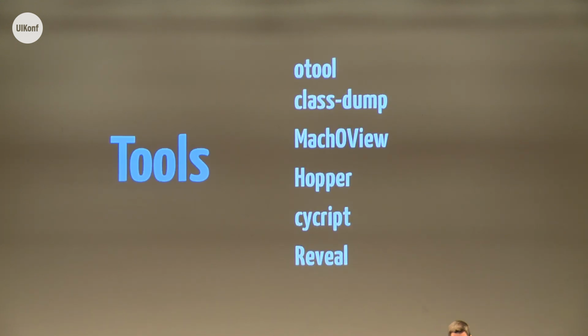A quick overview of the tools that we'll talk about today. otool, a disassembler tool from Apple, from the Xcode tools package. class-dump, a utility to reconstruct initial class interfaces. MachOView, a tool to view and change Mach-O headers and Mach-O binaries. I will show it later. Hopper, a disassembler and decompiler utility. Cycript. Cycript is a tool that allows developers to manipulate and change the application behavior at runtime. And Reveal, for viewing view hierarchies at runtime.